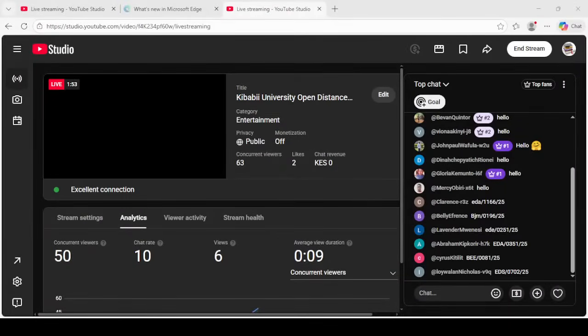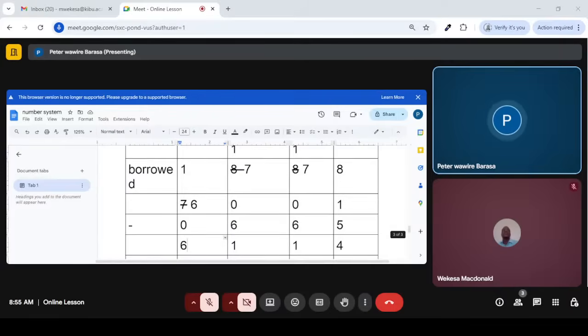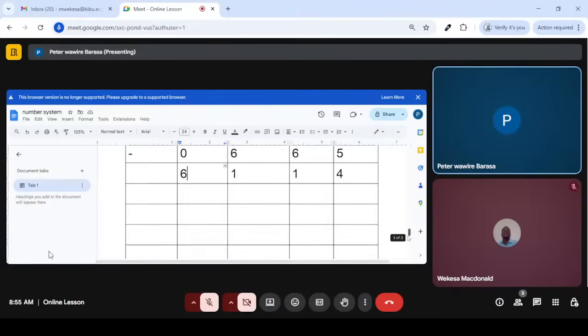Every time you are borrowing, you borrow 1 but it is now 8 as you subtract. So that is now where we have finished. So we go to the next.